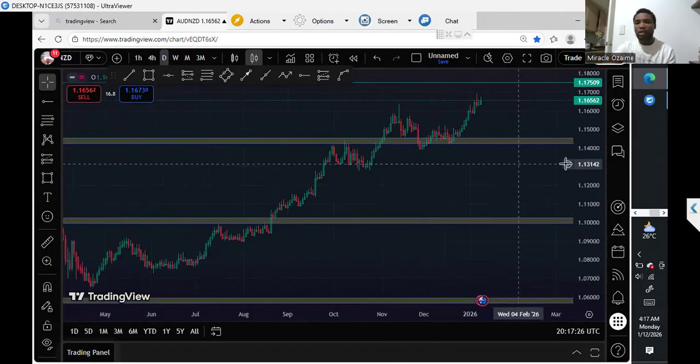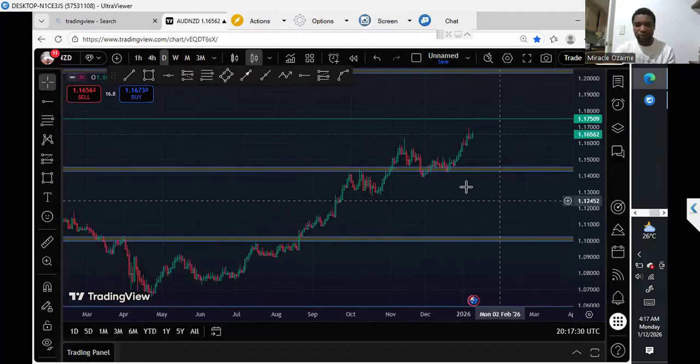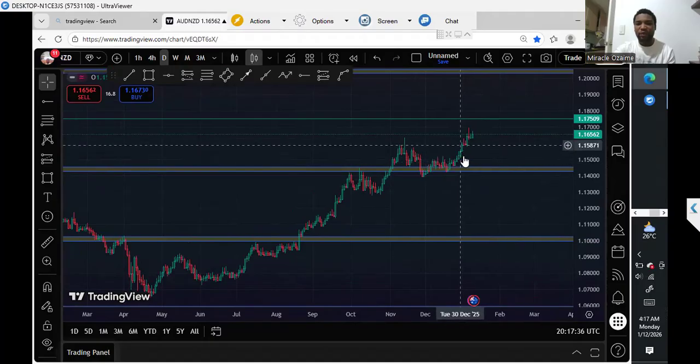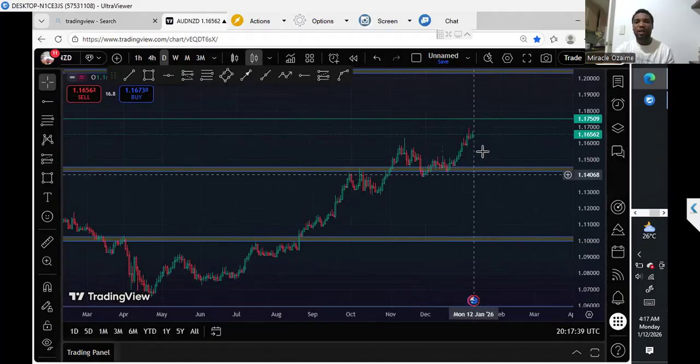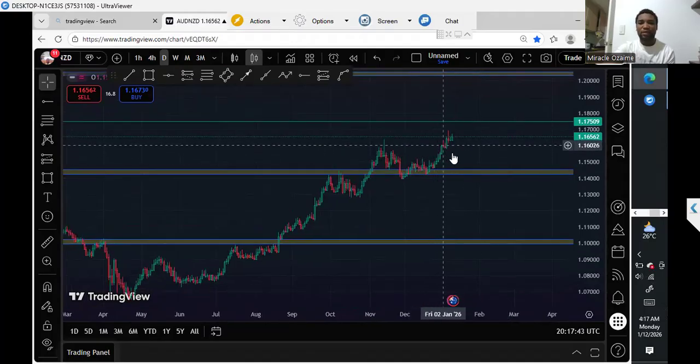But for now on AUD New Zealand, I'll be waiting a little bit to see what price is going to do. And if you check on the daily time frame, the daily time frame is looking quite clean as well, because if you check properly, you could see a base around this area, a proper base for a continuation to the upside. Presently, price is looking like it's getting a little bit tired.